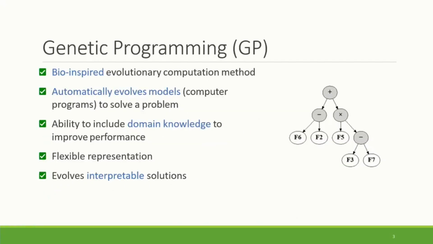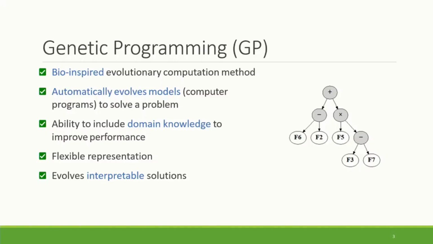So before we go into the application side, let's have a quick overview of genetic programming, which most of you have an idea about. So GP is a bio-inspired evolutionary method. It's based on Darwin's principle of evolution and natural selection. So basically, it works like natural evolution using selection, crossover, and mutation. So it automatically evolves models, or you can say computer programs, for a given task.